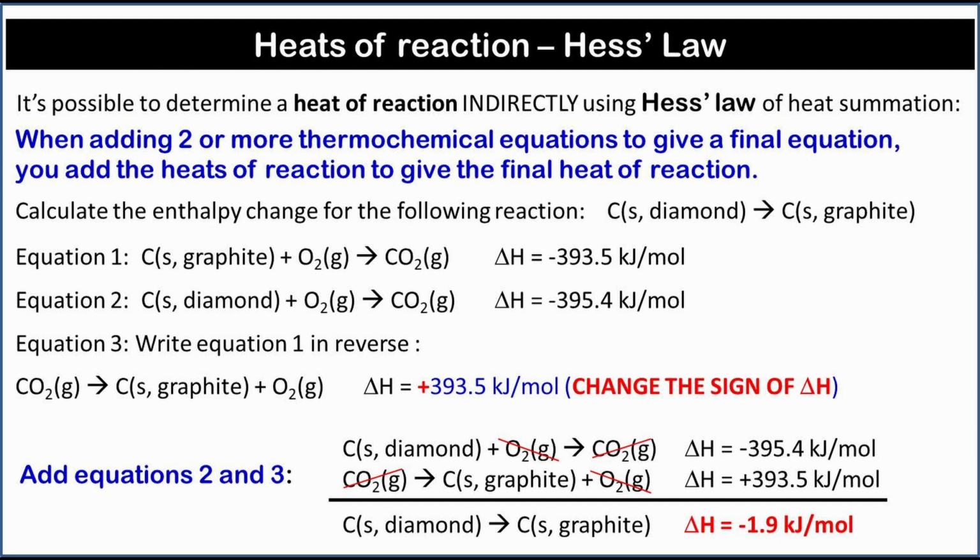Now, we have to write equation 1 in reverse. Note: when you write a reverse reaction, you must also change the sign of the enthalpy change. Add equations 2 and 3, and you get the equation for the conversion of diamond to graphite.